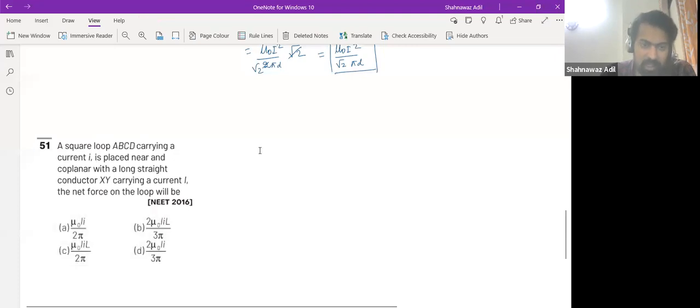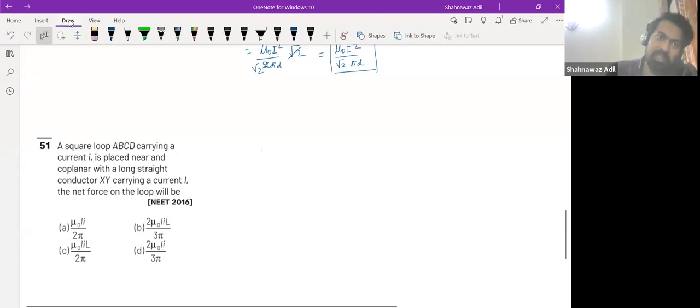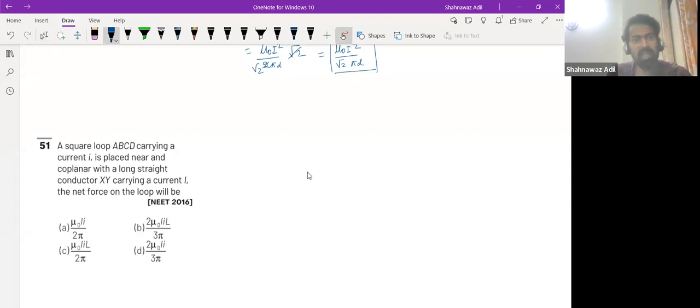Okay, so this is the next question. What is the question? A square loop ABCD carrying a current I is placed near and coplanar with a long straight conductor XY carrying a current I. The net force on the loop would be? So we have to find out the net force on the loop.